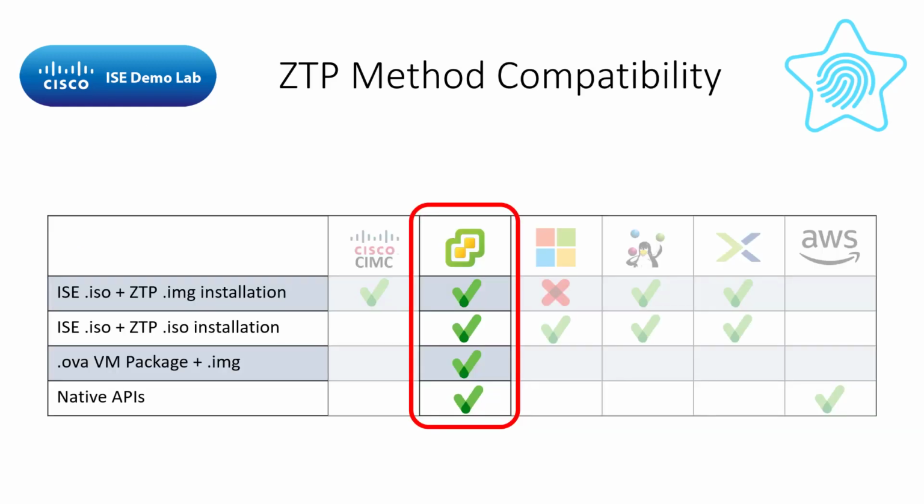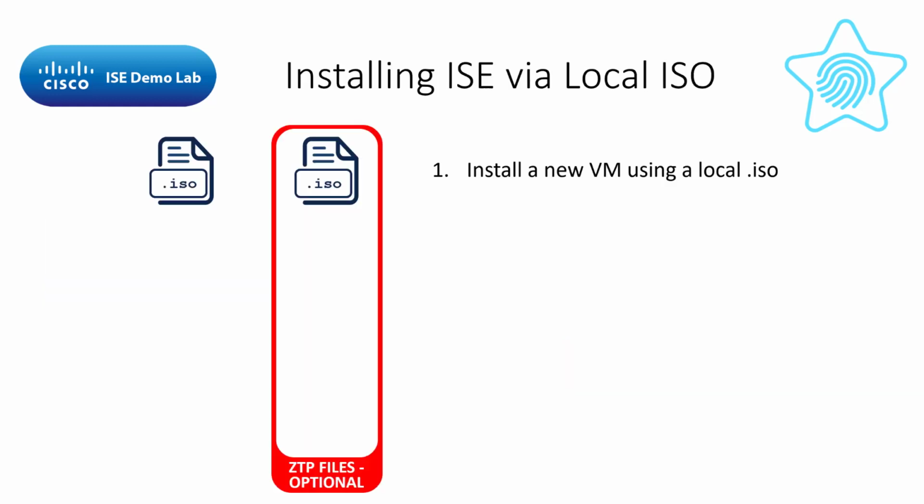As you can see from this table, there are 4 different methods that can be used to deploy a virtual machine to vCenter server. We'll go through all 4 methods in this video. The first method is to use an ISO file that is stored on your local computer that will be mounted to the virtual machine for the installation. This is a good option for deployment of a single virtual machine. I'll be installing ISE using the ZTP file in an ISO format for this.